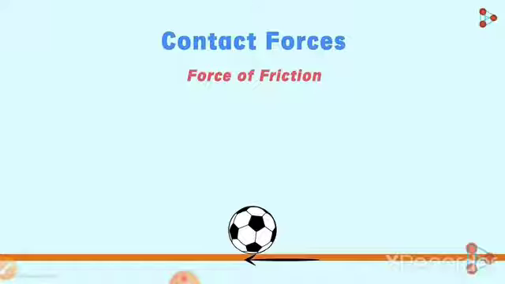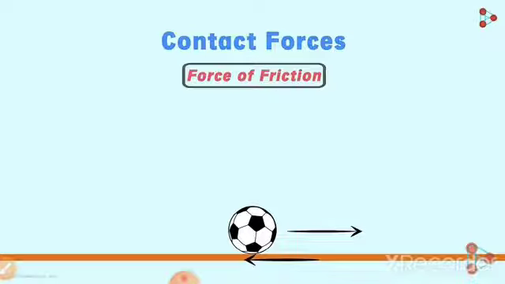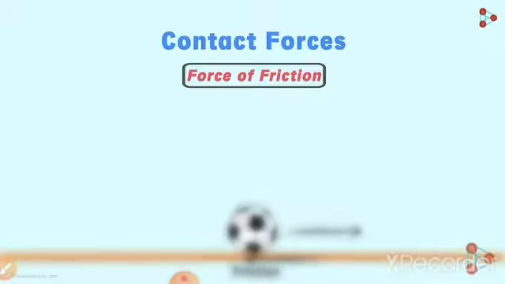Force of friction plays an important role in our daily life also. So there are two forces. The ground is applying force towards the left, and that is why the force of friction occurs between the ball and the ground. Thus the ball stops rolling.